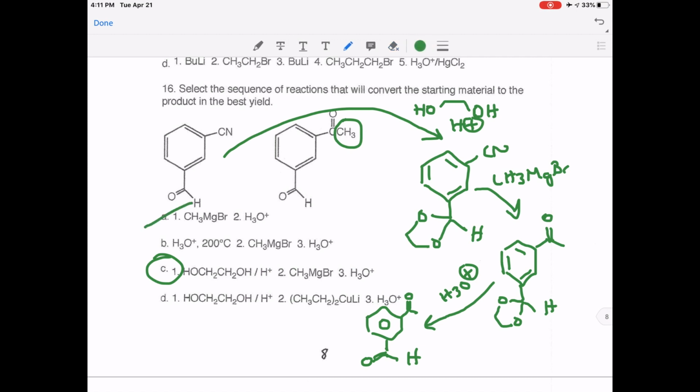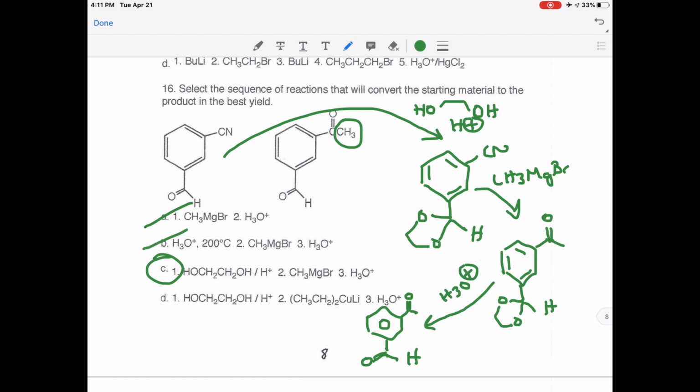For choice B, for the first step, we add aqueous solution at 200 degrees Celsius. And this does not help to set up a protecting group, or the acetal, or any other way to protect this aldehyde. So it still leaves that aldehyde in a vulnerable position, and we can still end up with varying products. So this rules out B.